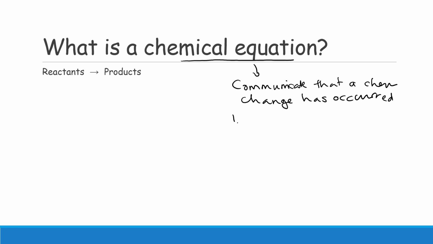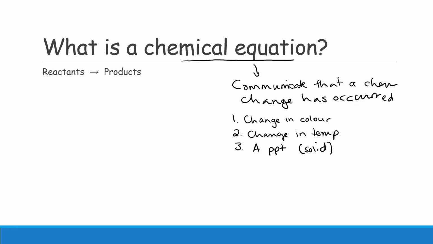The first one that you're probably familiar with is you might get a change in colour. You might also have a change in temperature. You could have a precipitate occurring. Remember, a precipitate is a solid that falls out of solution. You might also have a gas evolving. If there was a gas evolving, you'd be looking for bubbles.